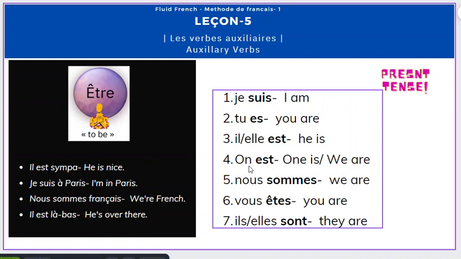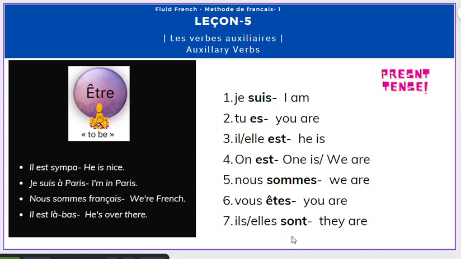So that is on. On is also used in place of nous in spoken French. It's very rare that people will use nous, which means we. They will mostly use on. On est. That's why I've written we are, because when it's used in place of nous, then the meaning will be we are. Nous sommes, vous êtes, ils sont, elles sont.